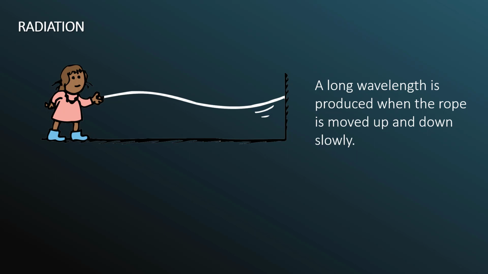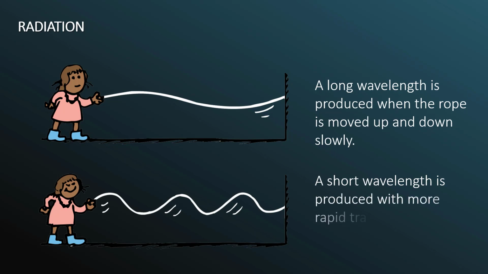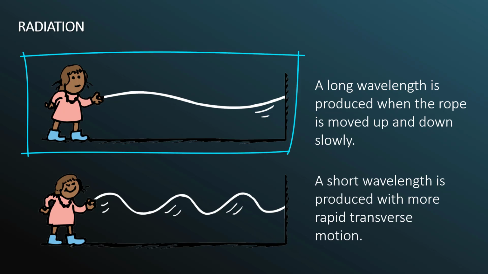And of course, the more you do it, the more energy you put in, the more rapidly the oscillations are in the rope. So you see that energy is related to the frequency, and therefore it's also related to the wavelength. You can see in the upper example, when you're putting very little energy in, the frequency of the oscillations is low and the wavelength is long or large.